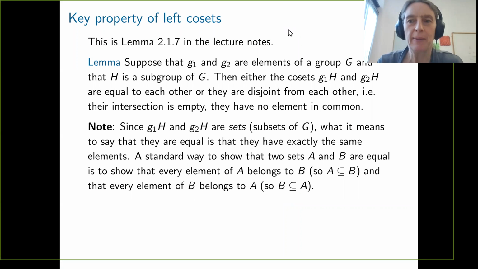Okay, hello again, everybody. So what remains to us this week is to complete the proof of Lagrange's theorem, and that means basically proving a technical property about left cosets that we used in the final step of the proof in the last lecture section.